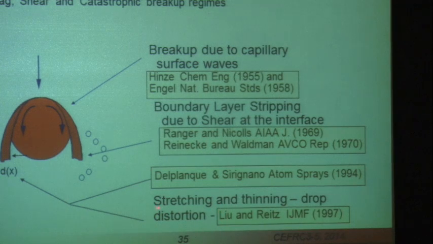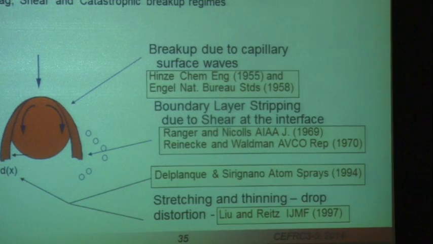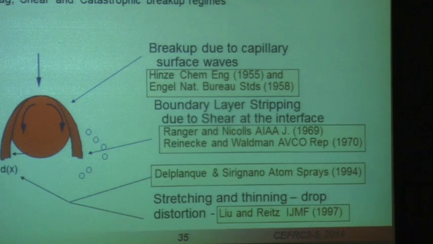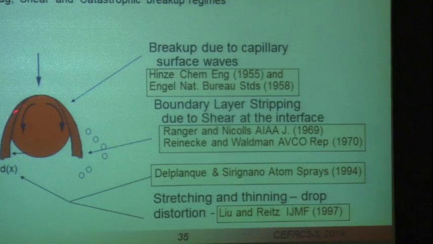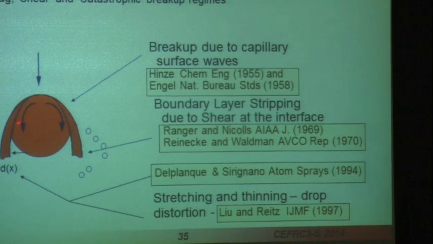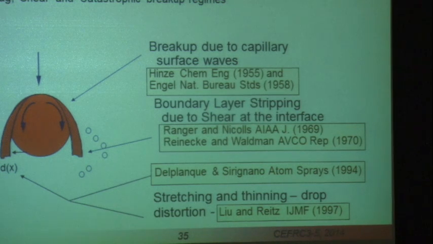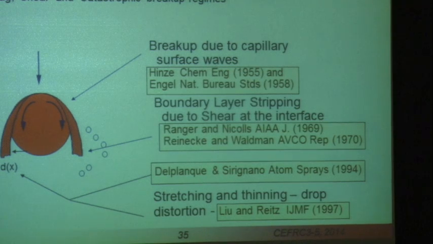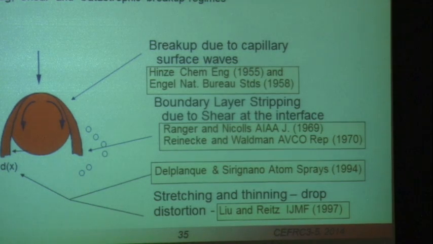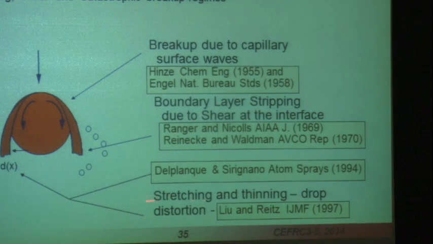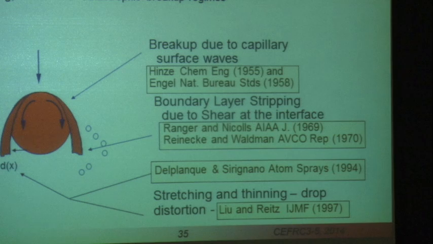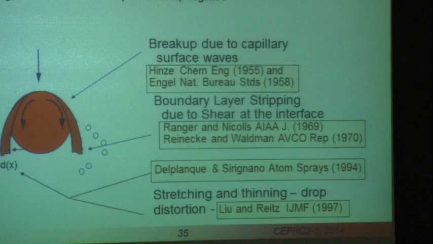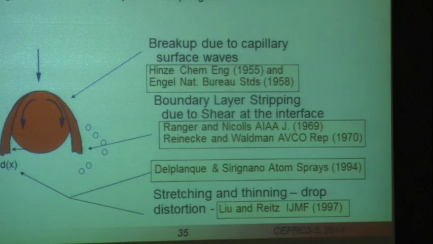In my group, we made some arguments that we thought this theory perhaps was not very complete because it relies on shear between the droplet and the gas. And the gas viscosity is very, very low. In fact, there's no evidence that the gas viscosity is playing a role in the breakup. So we instead proposed a theory called stretching and thinning, which I'll tell you a little bit about. But basically, it's based on photographs of distorting droplets.